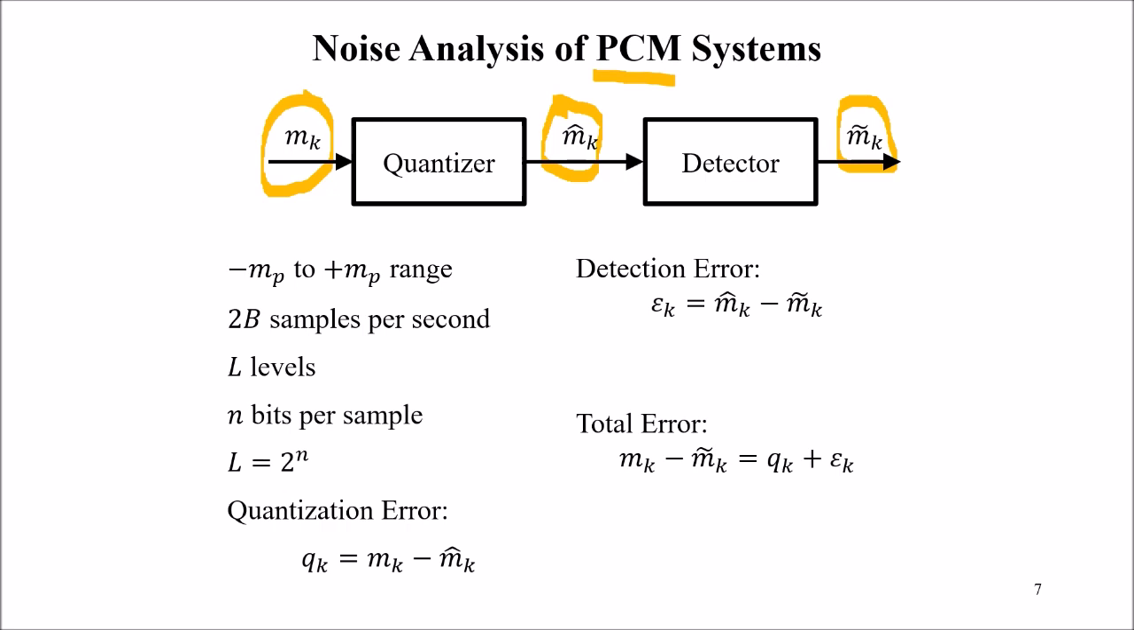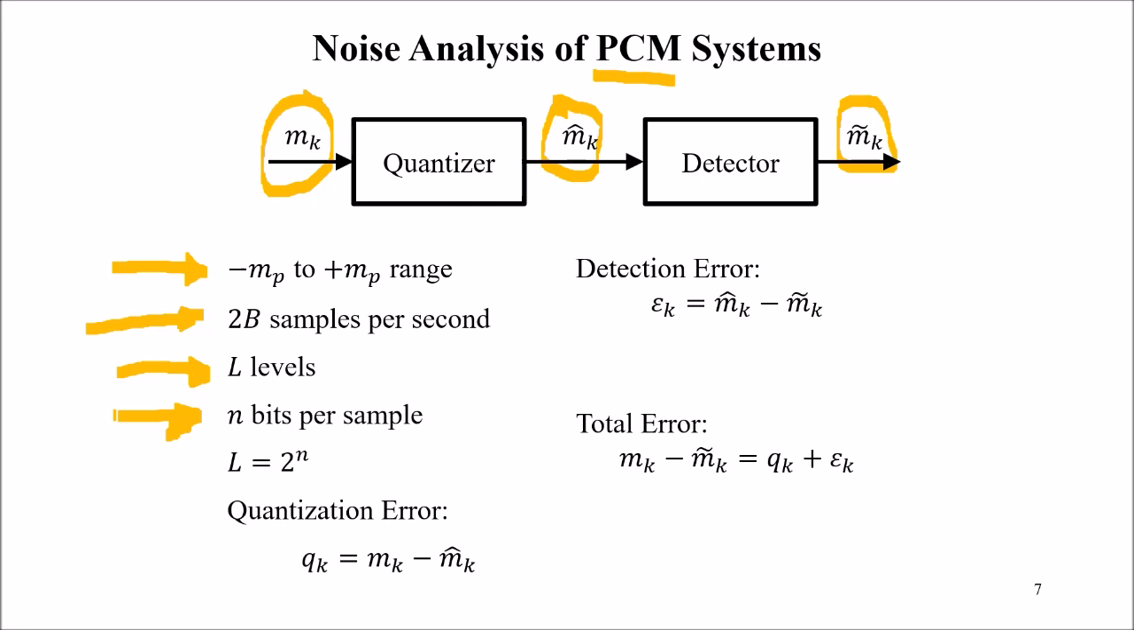Okay, so the quantizer, as we previously discussed when we looked at signal quantization, has a range from minus MP to plus MP. So its total range is 2 times MP. To meet the Nyquist sampling criteria, we're taking 2 times B samples per second, where B is the bandwidth of the original message signal. We are using L levels and N bits per sample.